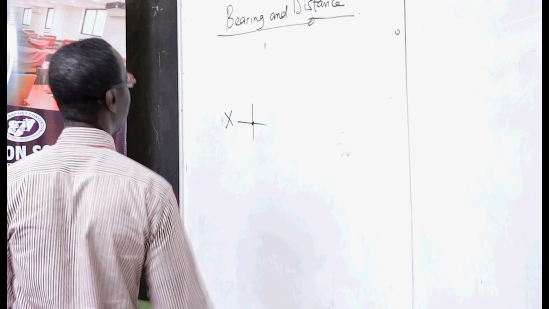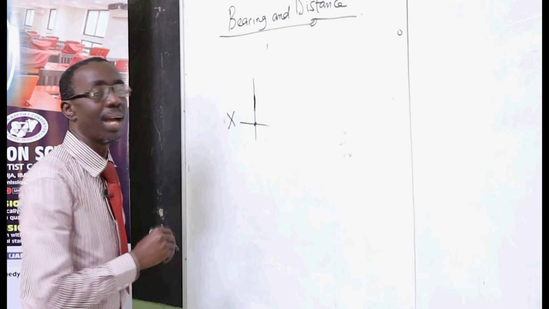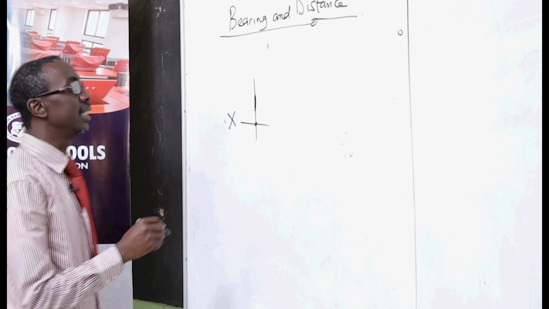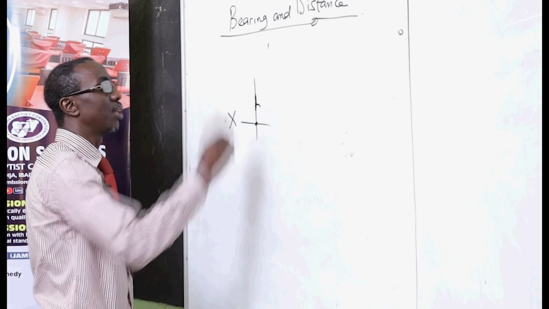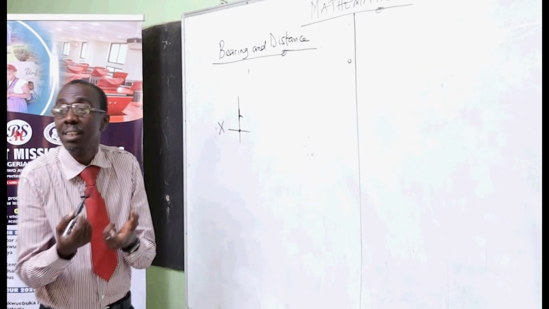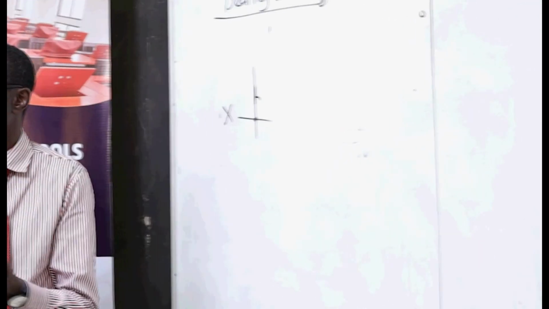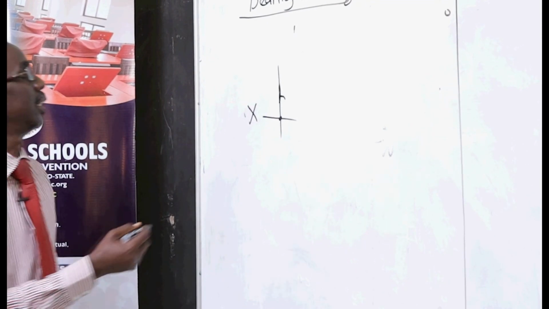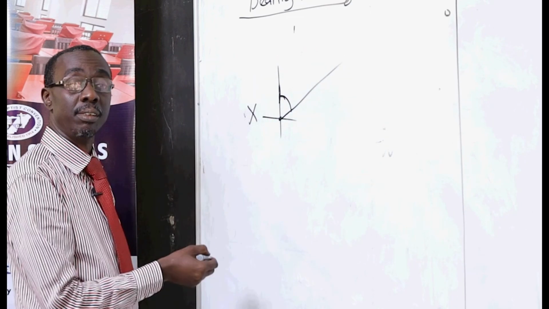They said from point X, a boat sails 6 kilometers on a bearing of 037. What type of bearing is it? It's a 3-digit bearing. The bearing should be measured in the clockwise direction, and it is just 37. Each quadrant is 90 degrees, so 37 is a small part of that quadrant. So you cannot say this is 37. Class, is this 37? No.